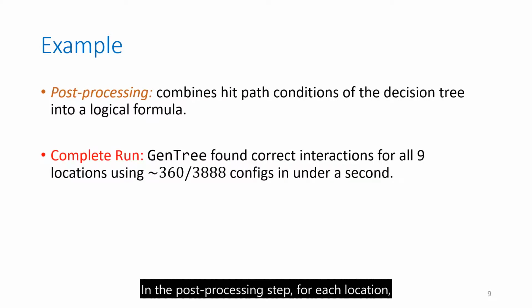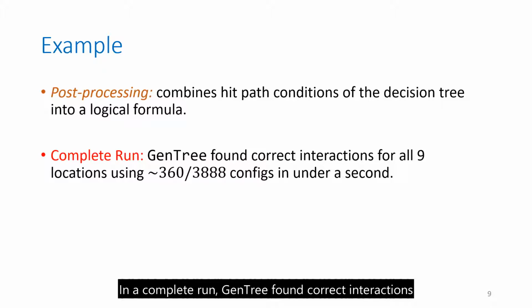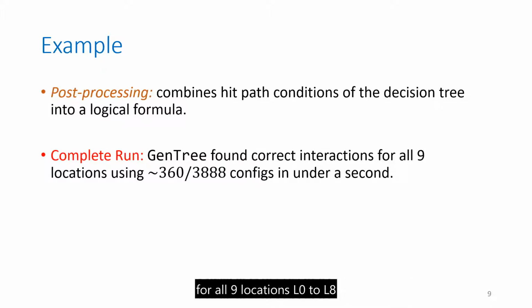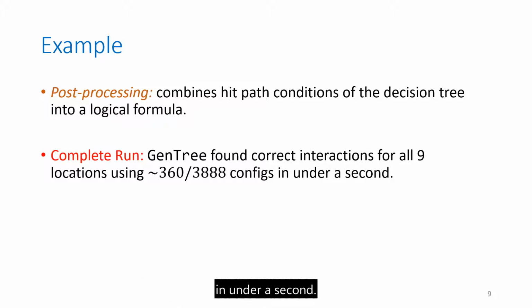In the post-processing step, for each location, we combine the hit path conditions of the tree into a logical formula. In a complete run, GenTree found correct interactions for all 9 locations L0 to L8 using around 360 configs out of 3,888 possible configs in under a second.